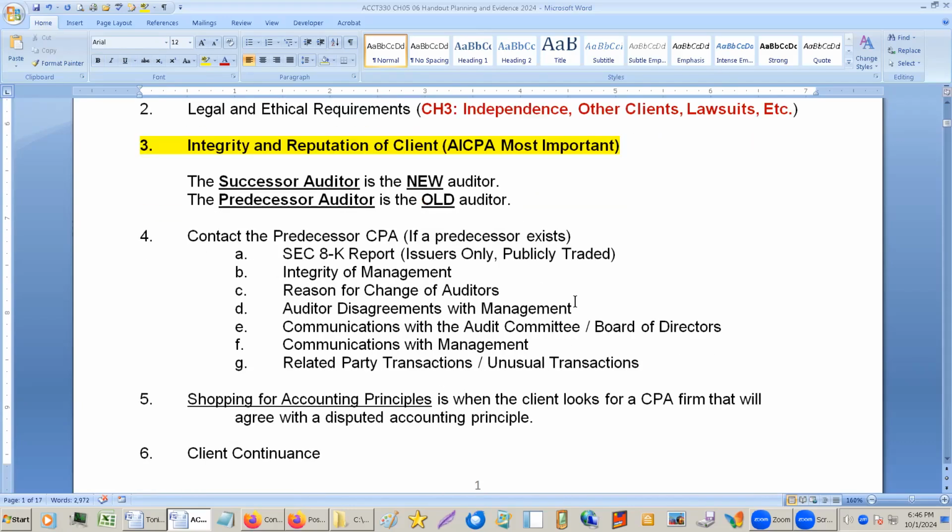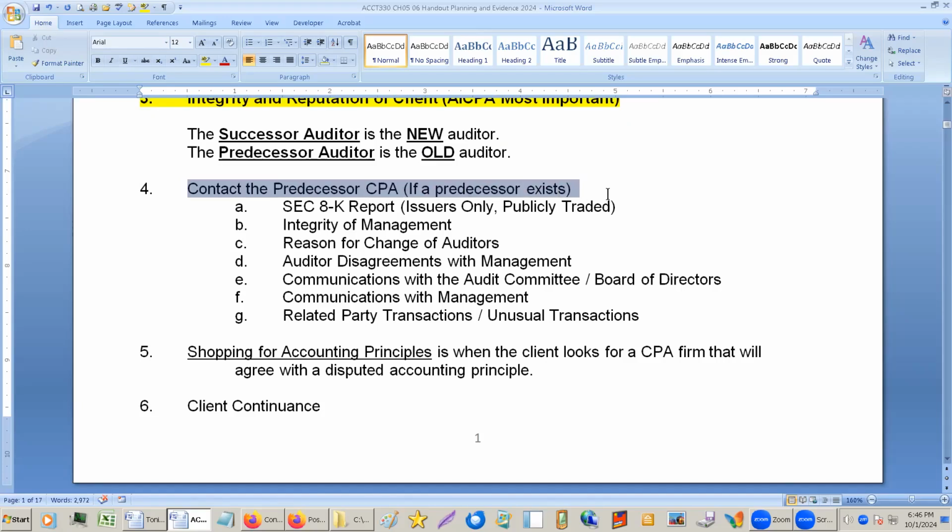Now, if you are the new auditor, you must contact the predecessor auditor if one exists. This is done before you accept a client. So you talk to the previous auditor. Now, you generally don't talk to them about audit procedures. You don't ask what cash was like or what any quirks were. You're going to do your own audit and form your opinion based on your audit. You don't talk about the details of testing.